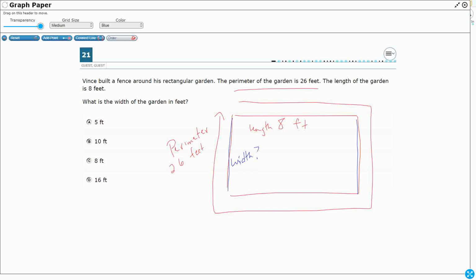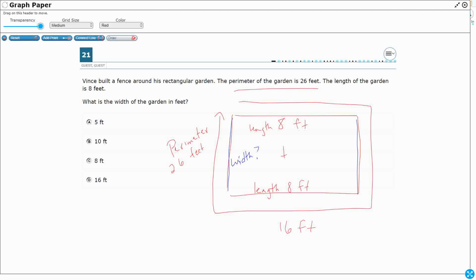So what do I know about this rectangle? Well, I know that it's got opposite parallel sides that are exact same length. So if the top is going to be 8 feet, you know what? I can say the bottom here is also going to be 8 feet. So how much do I have so far? Well, I've got 8 and 8. That makes 16 feet.